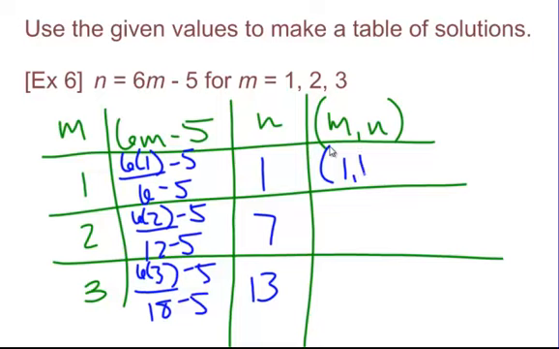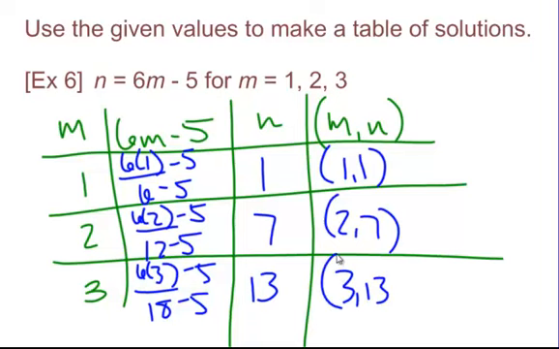So that gives me my ordered pairs. (1, 1), (2, 7), and (3, 13). So these should all be, if we were to graph this, these would all be solutions. And let me show you. I'm going to use x and y, though, because that's how the computer reads it. So instead, I'm going to do y equals 6x minus 5.